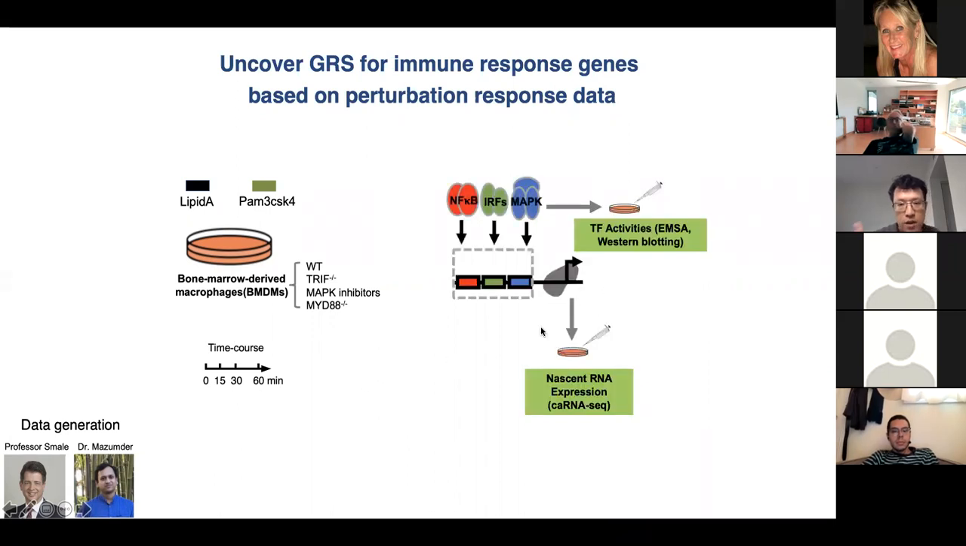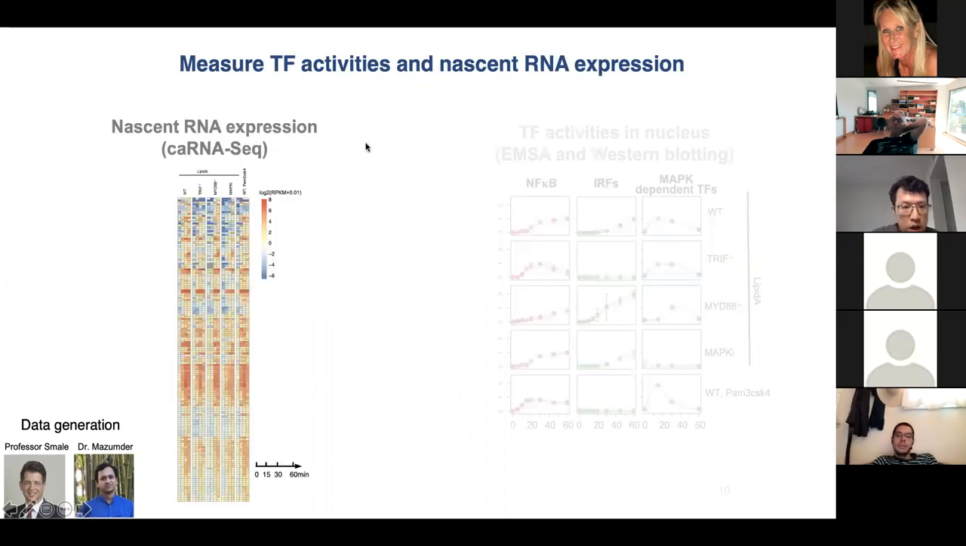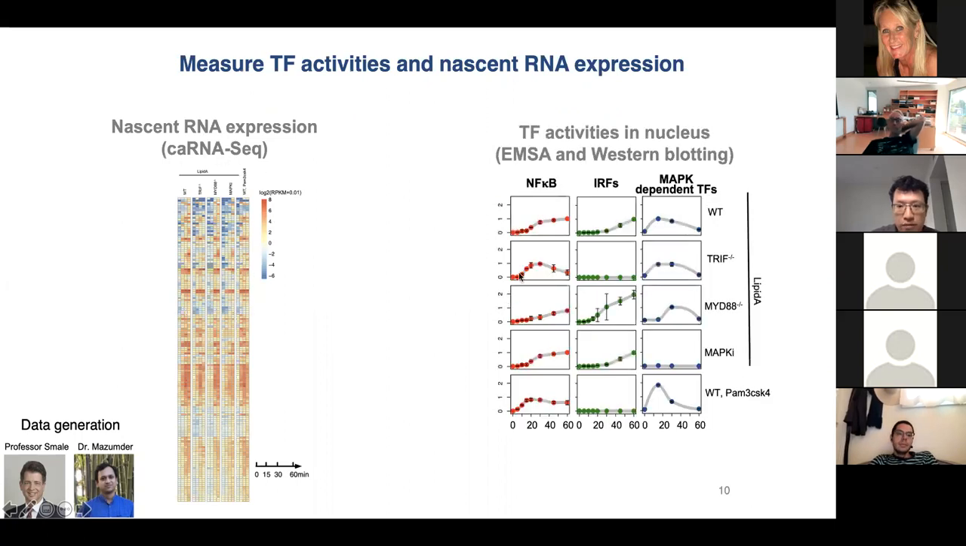And here we mostly focus on three primary immune response signaling pathways and their downstream transcription factors, which are NF-kB, IRF, and MAPK. So we have measured TF activities in the nucleus by EMSA and Western blotting, and also nascent RNA expression by chromatin-associated RNA-seq. And we have quantified their gene expression here.